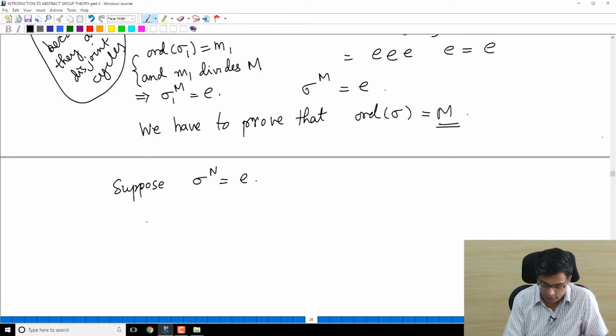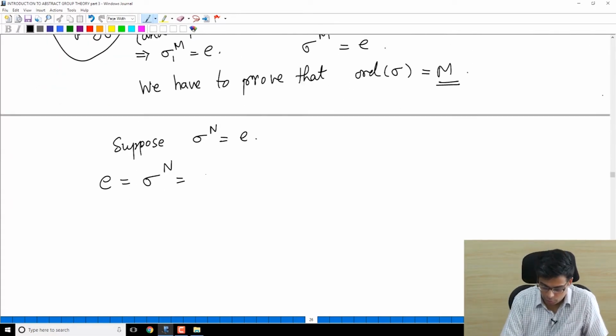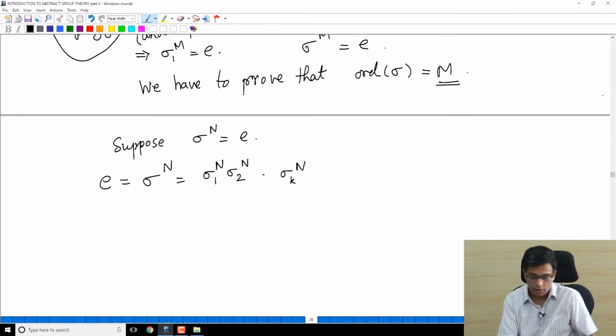Okay, by the same calculation above, E is sigma to the power n, just like we calculated here. Because sigma 1, sigma 2, sigma k commute with each other, I can write sigma to the power n as sigma 1 to the n, sigma 2 to the n, sigma k to the n. I can rearrange them so that all sigma 1s come first, sigma 2s come next, sigma 3s come next, and finally sigma k's come last. Now let's stare at this equation for a while.